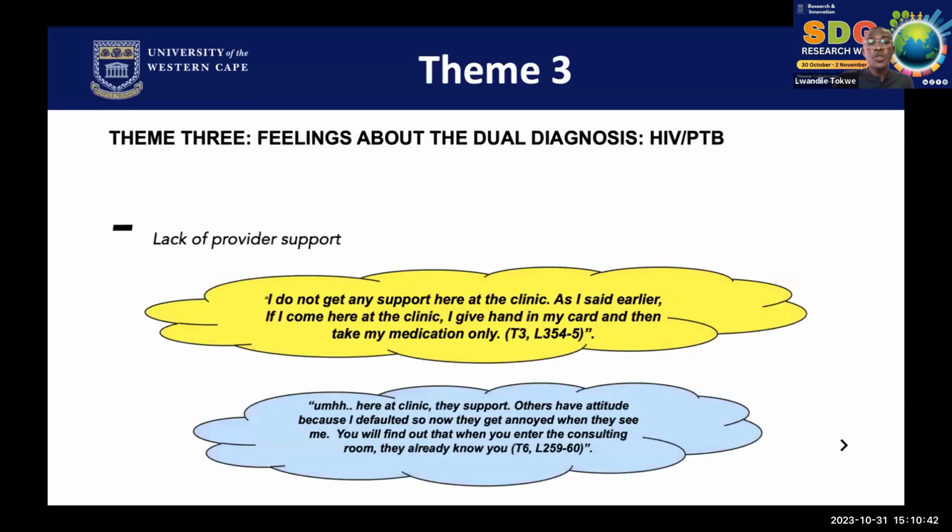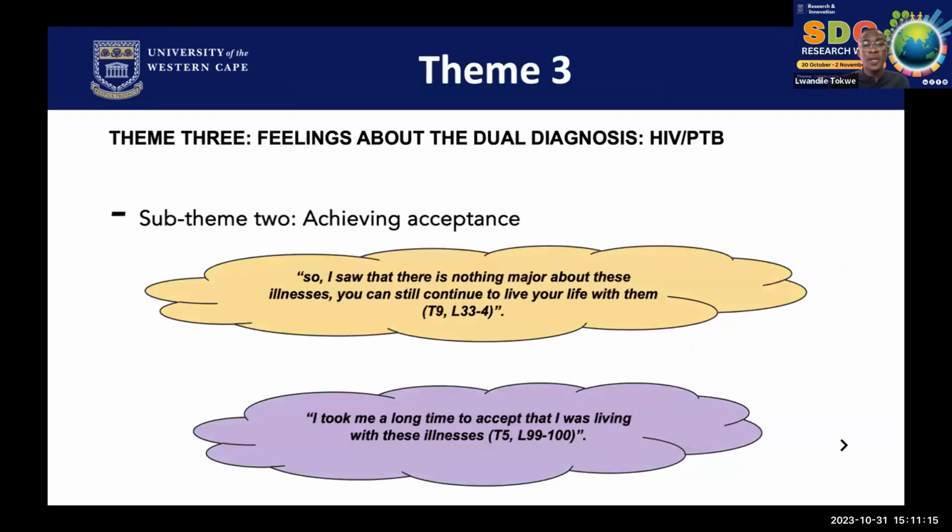And also, another sub-theme was the lack of provider support. The participants verbalized that they did not feel supported in the clinics with their dual diagnosis of HIV and pulmonary TB co-infection. They only felt supported when they were collecting medication and asked about how their weight is now that they are living with medication. But once they skip one dose, then they would start to see changes in the attitudes of the professional nurses. And also they were not educated, and some of them ended up defaulting on medication.